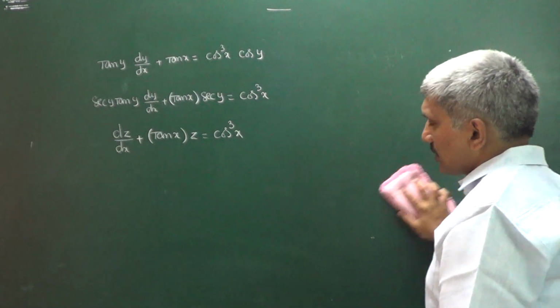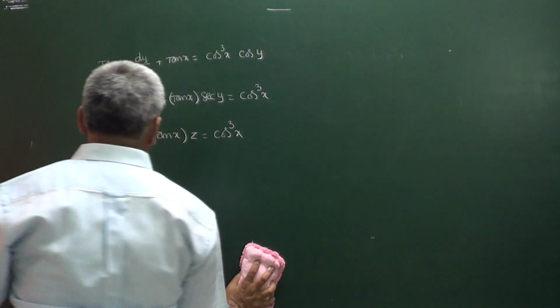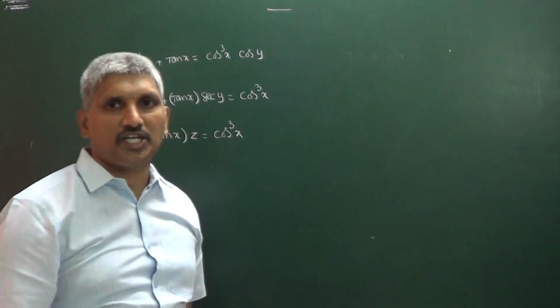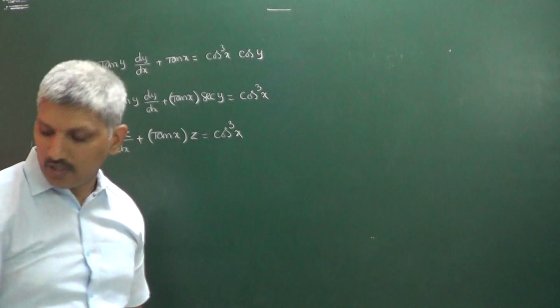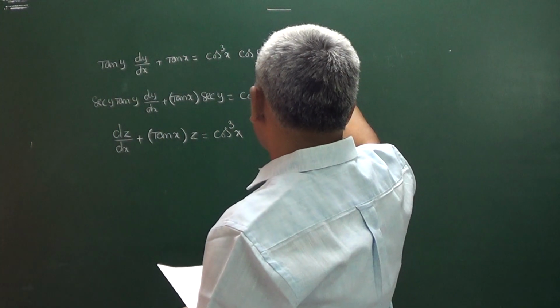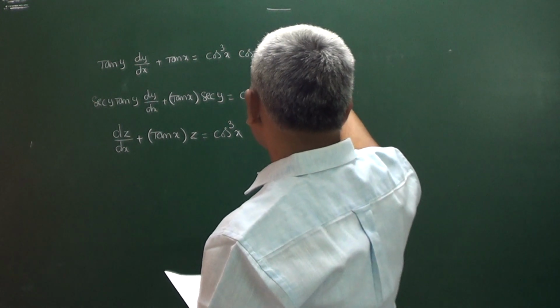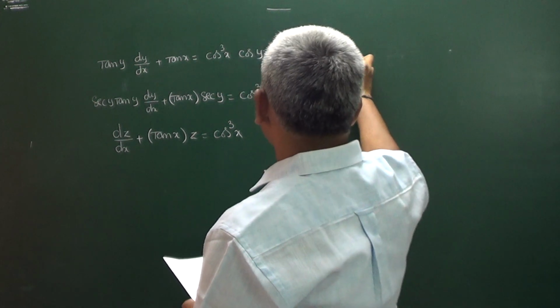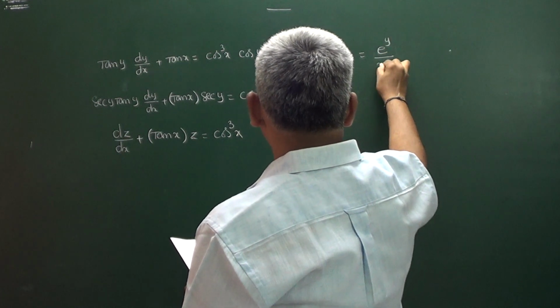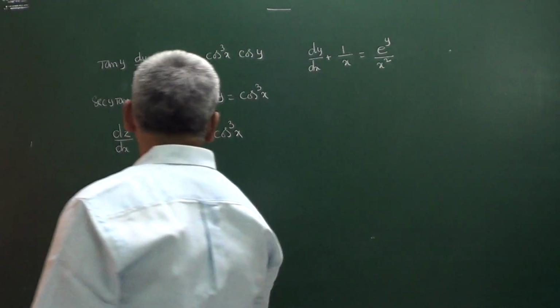Just check, you will get the integrating factor here, secant x. Multiply this one, you will get cos square x, integration of cos square x, we can do it. So that is the way to proceed. Okay, right. Next question is dy by dx plus 1 by x into (the term) is equals to e to the power of y divided by x square, right?